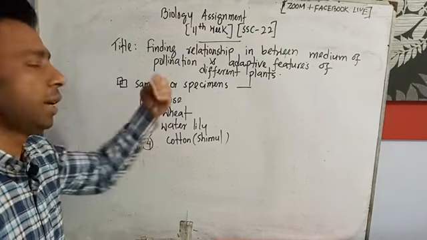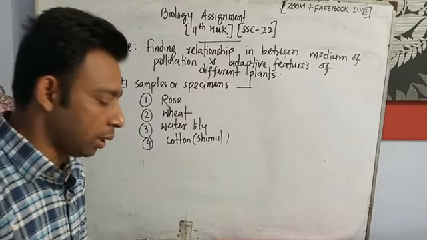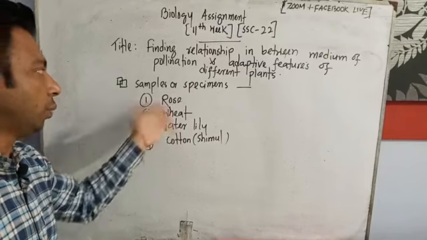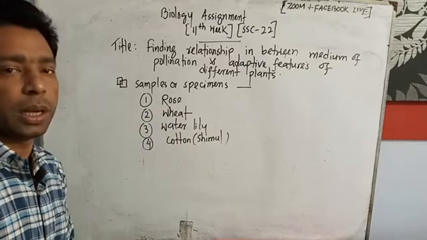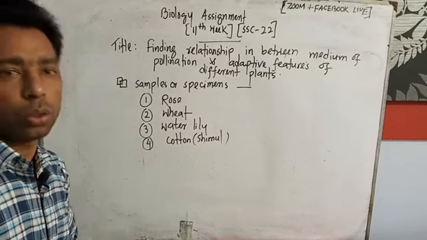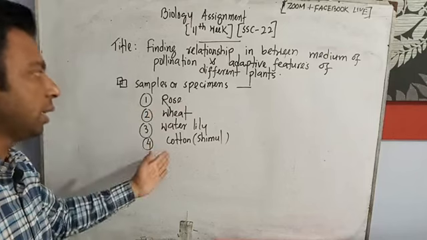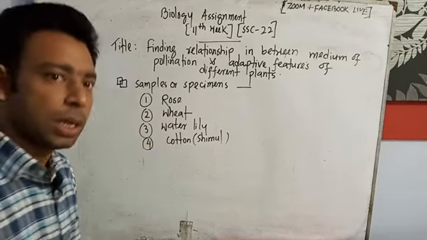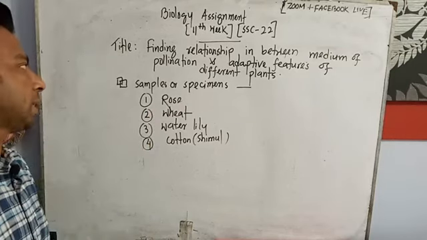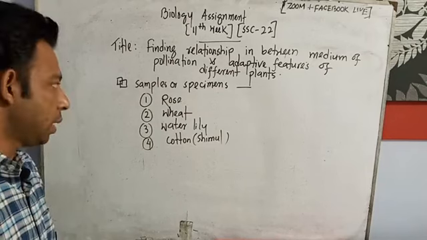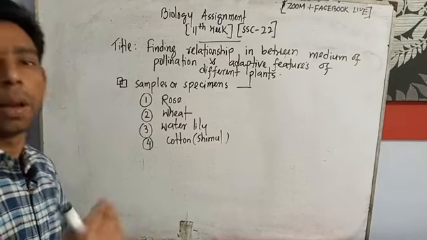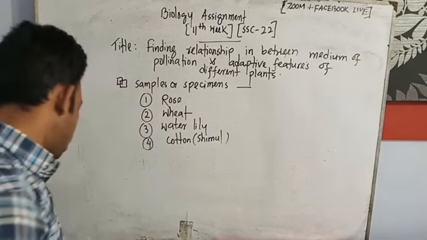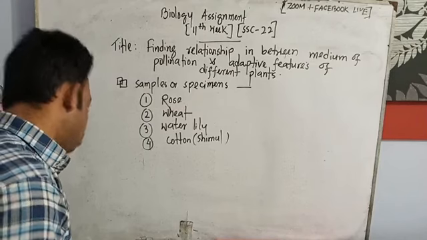These 4 I gave you as the idea. If anyone is thinking, sir, if we collect different specimens, can it be okay? Yes, it will also be okay. But since it is given here, I will solve the assignment according to these 4 samples or specimens. So this is the starting part. Then after, we need to go through the chart given in our assignment.